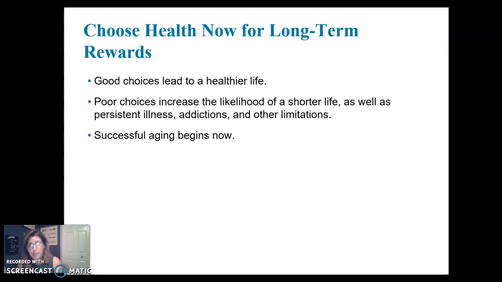Good health choices, healthier life. Poor health choices increase the likelihood of a shorter life, as well as persistent illness, addictions, other limitations. Truly successful aging begins now. Choosing health now is really like planting seeds, right? Planting good, healthy seeds and nurturing them along the way with healthy choices. So it means you're much more likely to enjoy the fruits of your labor in a later part of your life. On the other hand, those poor choices are really going to increase the likelihood of shorter life expectancy. So let's take a look at the next slide.